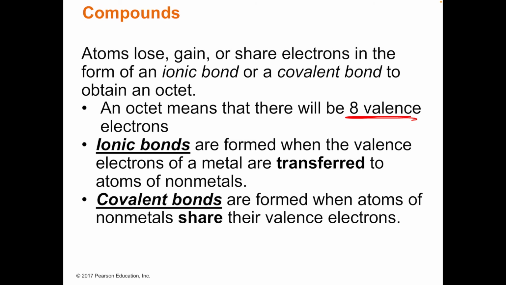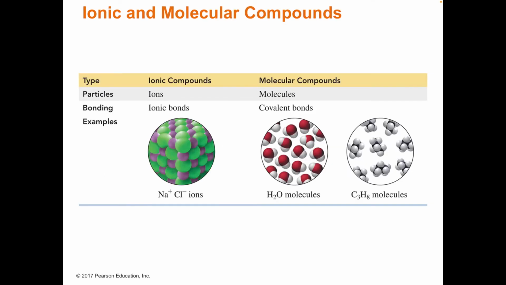Ionic bonds are formed when the valence electrons of a metal are being transferred to atoms of nonmetals. So electrons are going from the metal to the nonmetal. The metals are going to lose electrons, and those nonmetals are going to gain electrons, so we are transferring them between the atoms. In a covalent bond, the electrons are being shared, and they will be shared between atoms of nonmetals. So you'll have 2 nonmetals that are sharing their valence electrons. In this lecture today, we are going to focus on ionic bonds. Covalent bonds will be covered more in a later lecture.